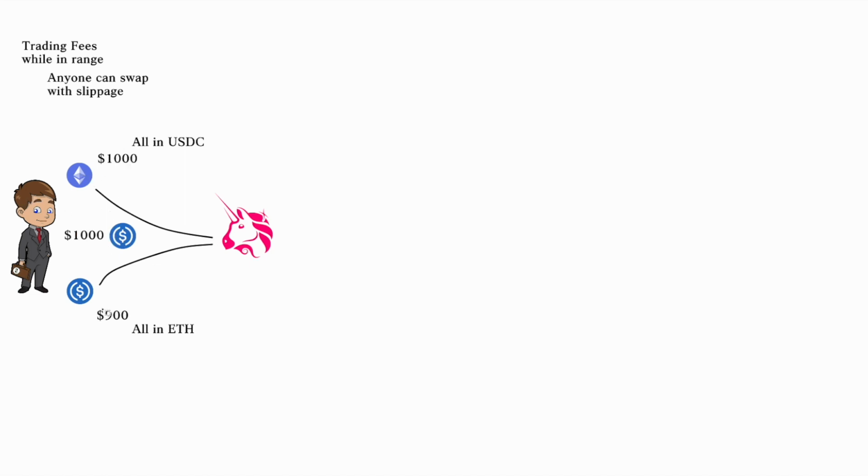If it goes down to 899, then he will have no USDC left in his pool, and he will have like $989 worth of ETH at that time, right? And then if it continues to go down, he will still have the same amount of ETH, but it will be worth less and less and less, right? So this is kind of how Uniswap works.